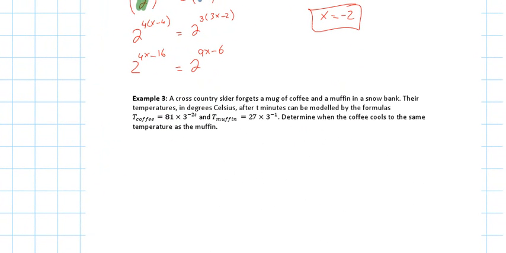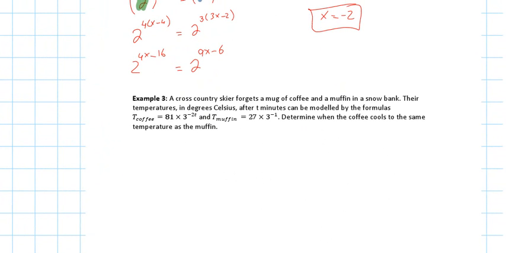Here's a word problem. A cross-country skier forgets a mug of coffee and a muffin in a snowbank. Their temperatures in degrees Celsius after t minutes can be modeled by the formulas: T for coffee, where the big T is temperature, is equal to 81 times 3 to the power of negative 2t. And the temperature for the muffin equals 27 times 3 to the power of negative 1. Determine when the coffee cools to the same temperature as the muffin.